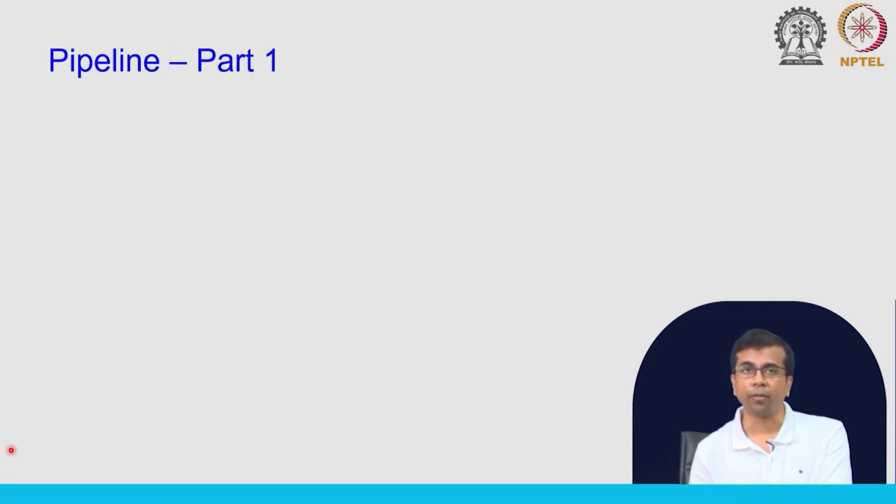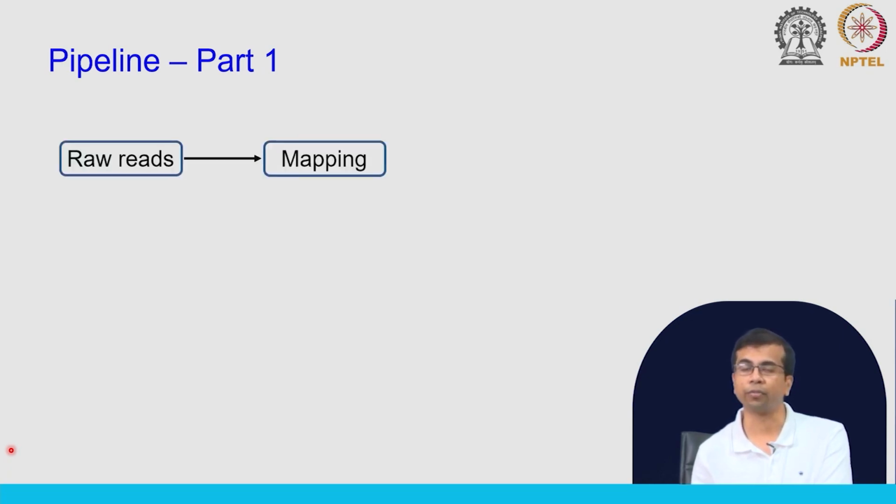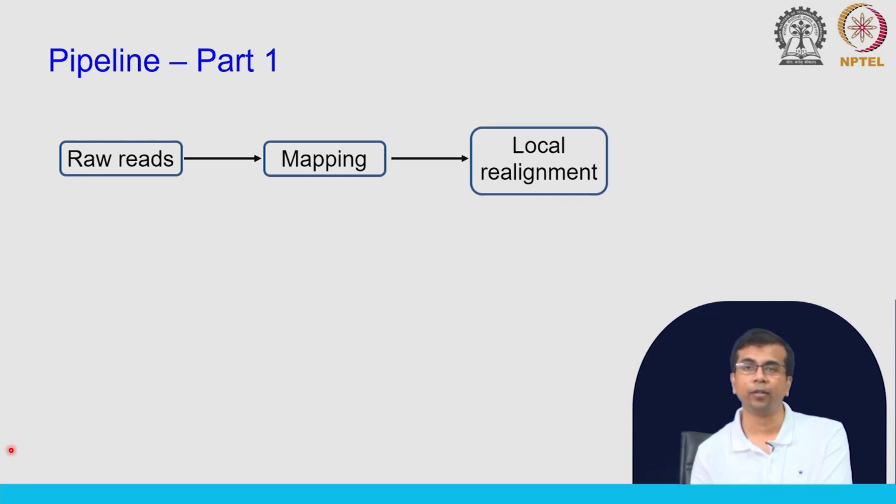So, let us now talk about this pipeline. This is part 1, there are multiple parts, and the first part, which we have talked about already, is that we take raw reads and do the mapping. Once we have generated the mapping, we do something called local realignment.